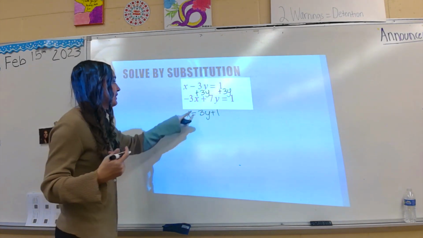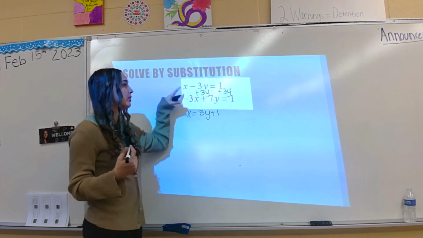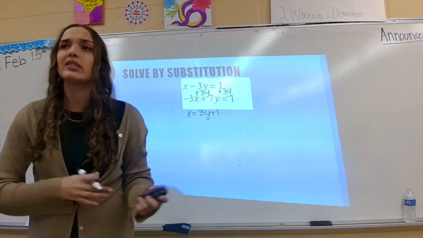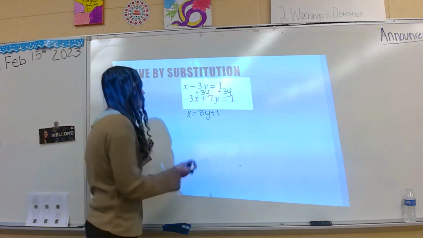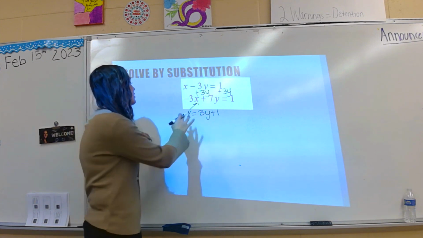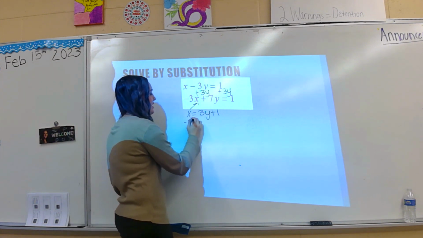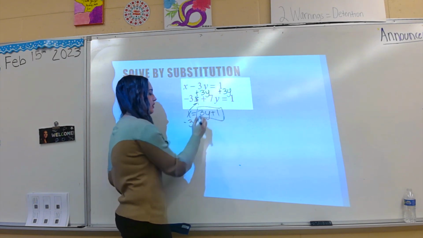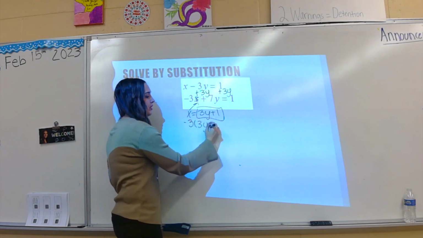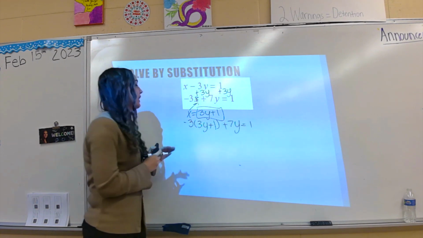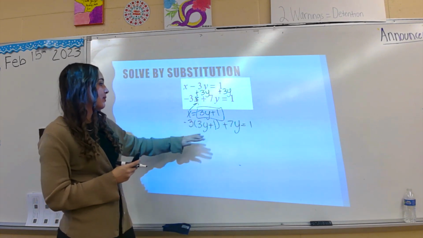So I'm going to plug that into the other equation. We can't plug it into our original because then we'll get infinite solutions or no solutions, and that wouldn't make sense for this problem. So let's plug this back in. I get negative 3. Instead of x, I'm going to have this. So 3y plus 1 plus 7y equals 1. All I took was my x equals and plugged it in for my x.